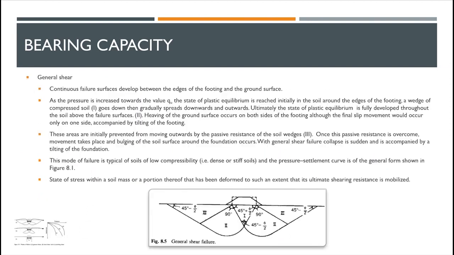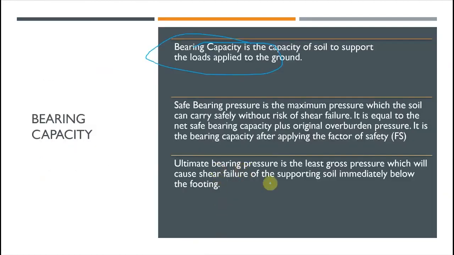So we're going to look at one by one. General shear: a continuous failure surface develops between the edges of the footing and the ground surface. Jadi you ada footing kat sini kalau tengok gambar, and then you ada ground surface here. As the pressure is increased toward the QU, QU ni apa? Ultimate bearing pressure. QU tu adalah ini, ultimate bearing pressure.